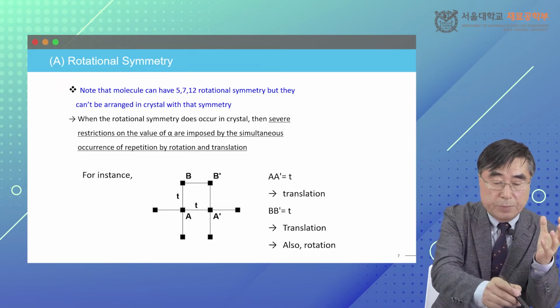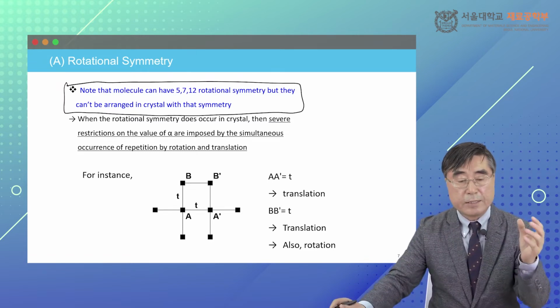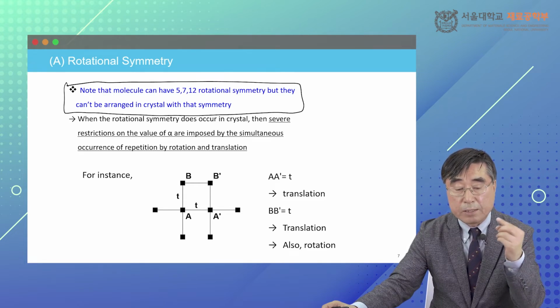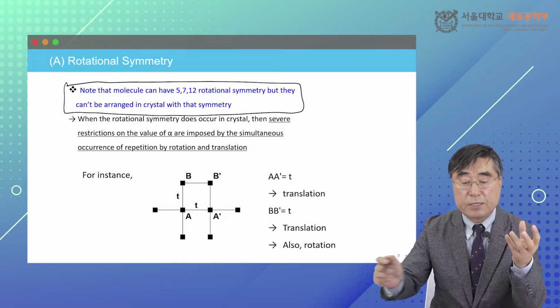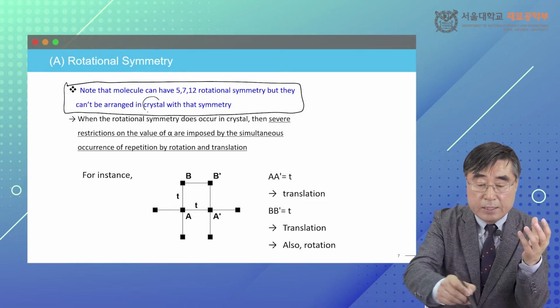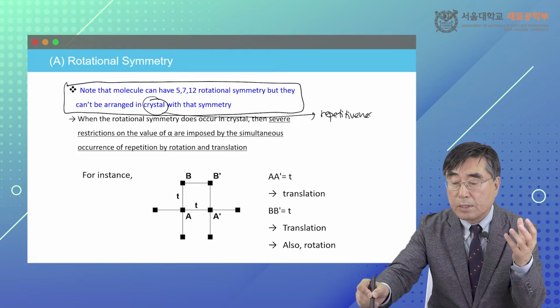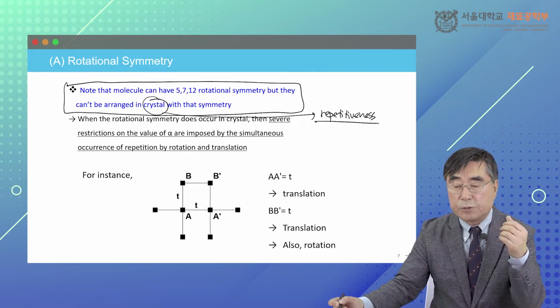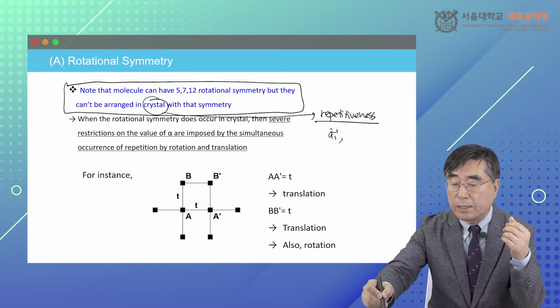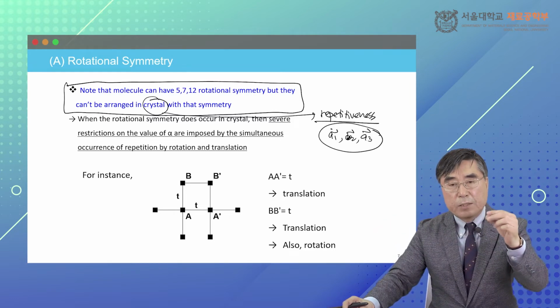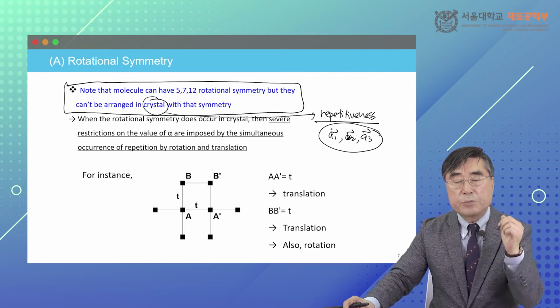Now, this is quite important, and I hope you clearly understand this. Note that each molecule can have 5-fold, 7-fold, 12-fold rotational symmetry, but they cannot be arranged in a crystal structure with that symmetry. Why? In a crystal, again, I told you that the repetitiveness is the basis of making this crystal structure. So there is an a1 vector, and there is an a2 vector, and an a3 vector, which should designate the repetitiveness of these lattice points.